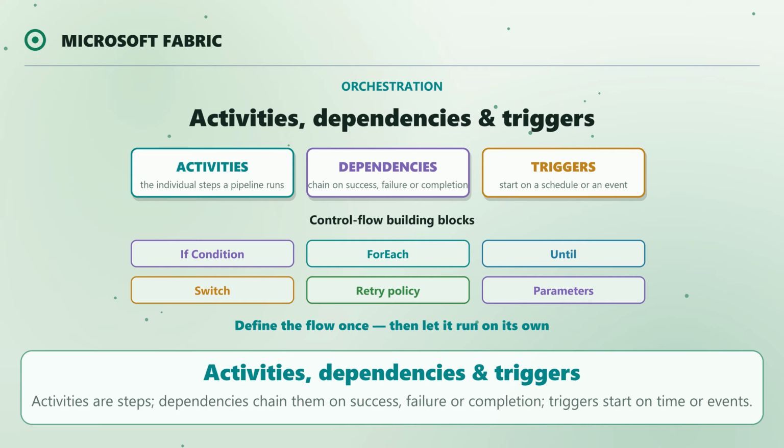Retry policies make individual steps resilient to a source that's momentarily flaky. And parameters let you reuse the exact same pipeline with different inputs. One pipeline, many tables, instead of copying it 50 times. You define the flow once, thoughtfully, and then you let it run unattended.